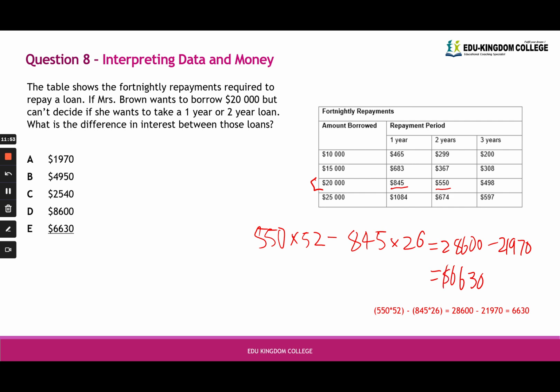$6,630. Okay, so that means the 2 year repayment plan will cost $6,630 more dollars, right? And that'll be the difference in the interest. Okay, and so the answer to that is going to be E. All right.